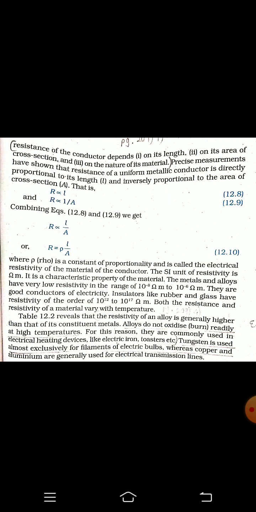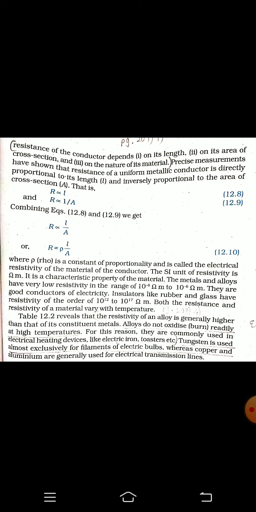Now equation 12.9, R is proportional to 1 divided by A. That is, R is inversely proportional to area, which means if area increases, resistance decreases. If area decreases, resistance increases. From this relation, R proportional to 1 divided by A, to remove this proportionality sign, we will keep a constant that we all know, and here the constant is rho. In equation 12.10, you can see it is written as R is equal to rho into L divided by A.